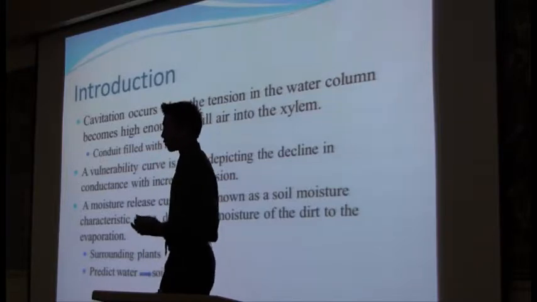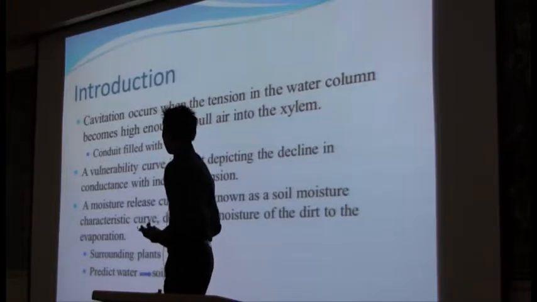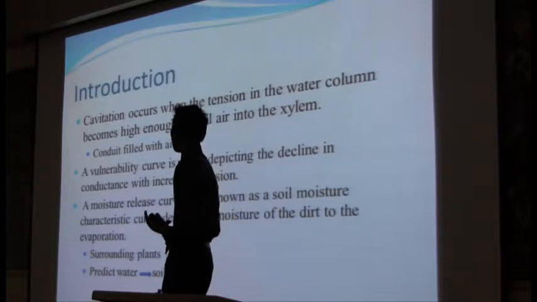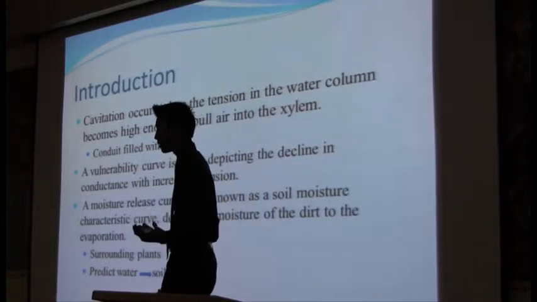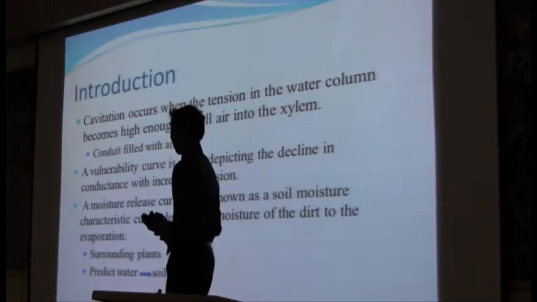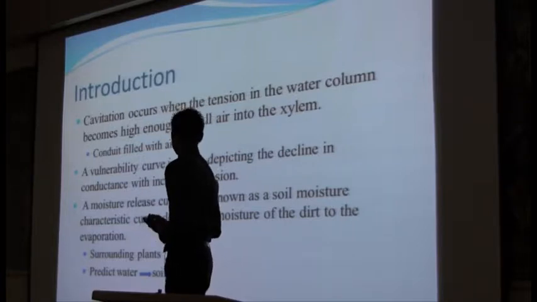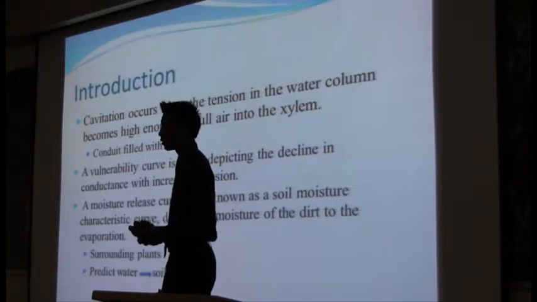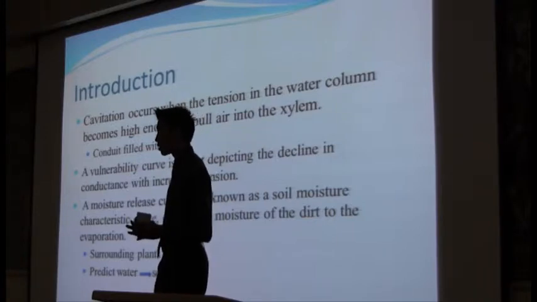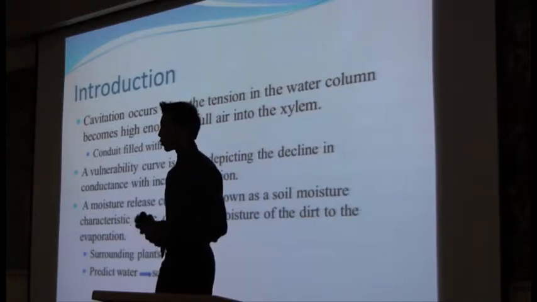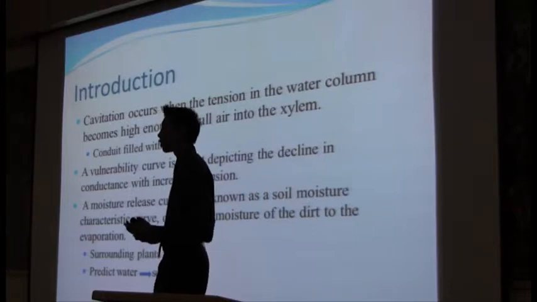A vulnerability curve is based off of cavitation. It is a plot depicting the decline in conductance with increasing temperature. A moisture release curve, also known as a soil moisture characteristic curve, depicts the moisture of the dirt relative to the evaporation. This is important because it can show us how much water is available for surrounding plants and how much water is given off for a certain type of soil.